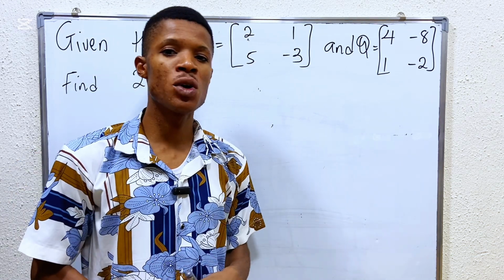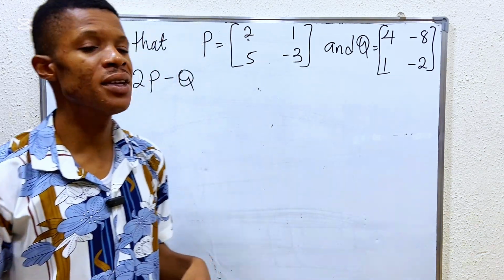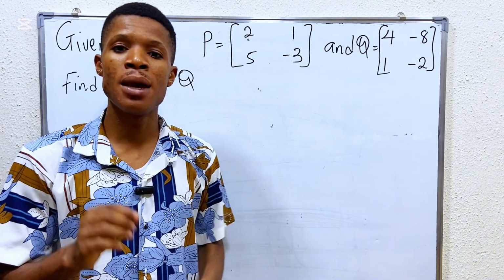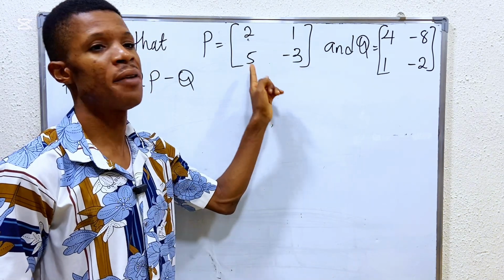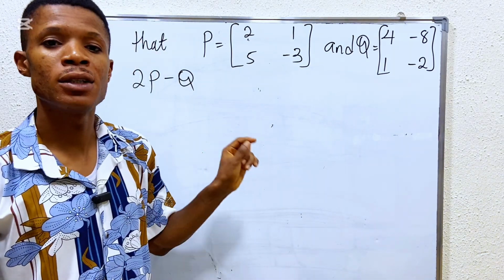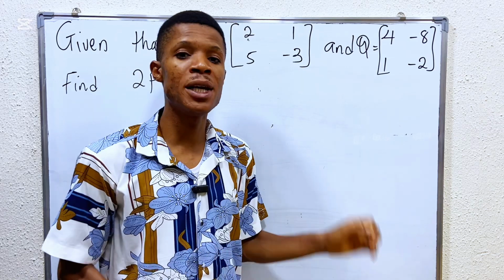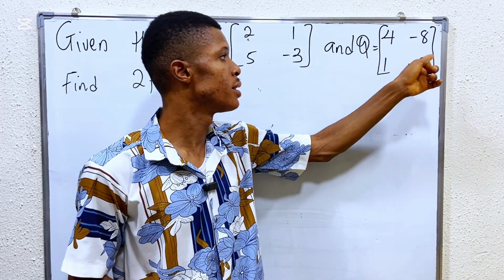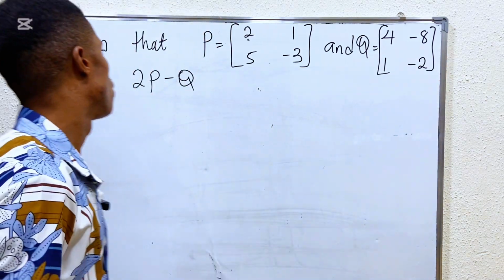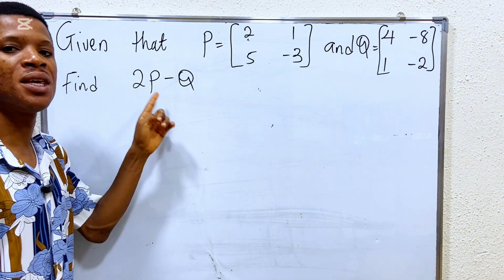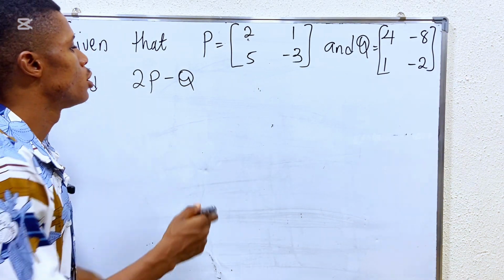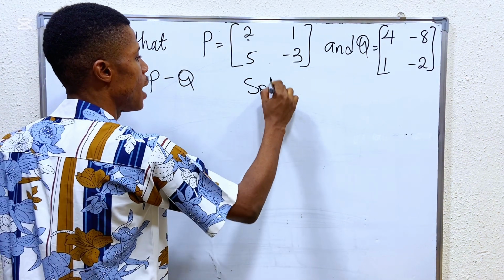Here is the second question on our list. We are given a matrix P to be a matrix of 2, 1, 5, -3, and another matrix Q to be a matrix of 4, -8, 1, -2. We are told to find 2P minus Q. To do that, we'll first of all write the solution.